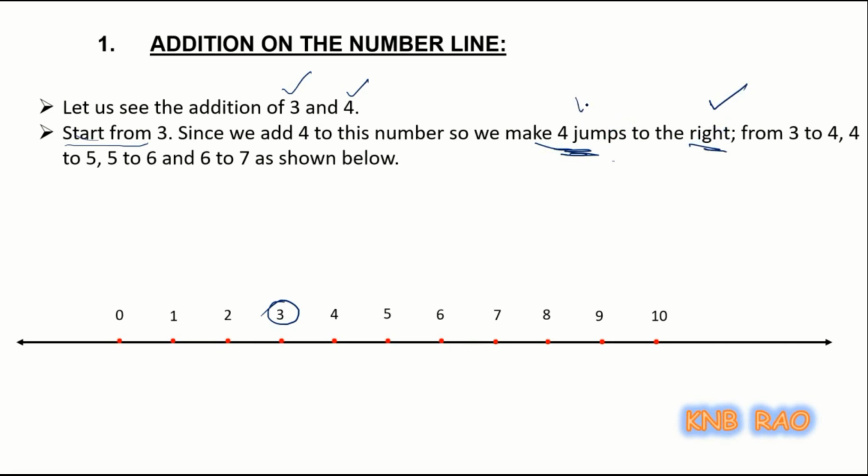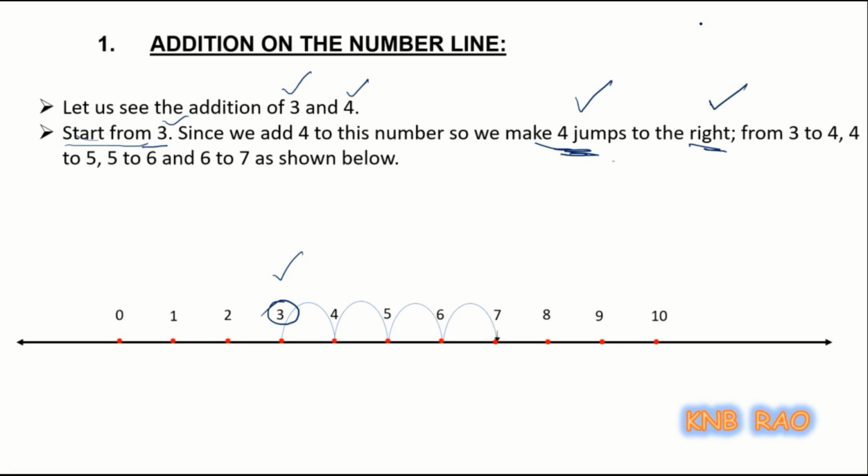And how many jumps, that is important. From where to start, that is important here. Three important concepts: from where to start, how many jumps to be taken, and towards which direction to be taken. Now we are taking 4 jumps starting from 3 towards right. Now 3 to 4, then 4 to 5, then 5 to 6, then 6 to 7 as shown below.